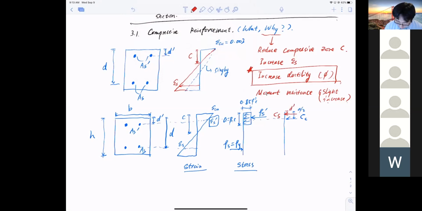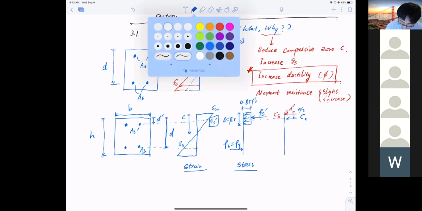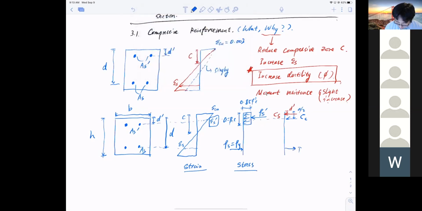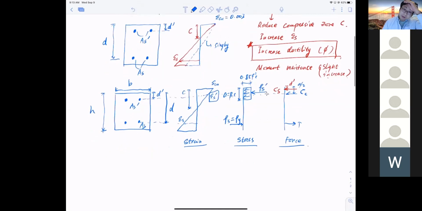Then I have a tension here at the bottom. Let me change the color back to blue. Tension here, at the bottom. So this is force. The newly added element is the strain of steel.